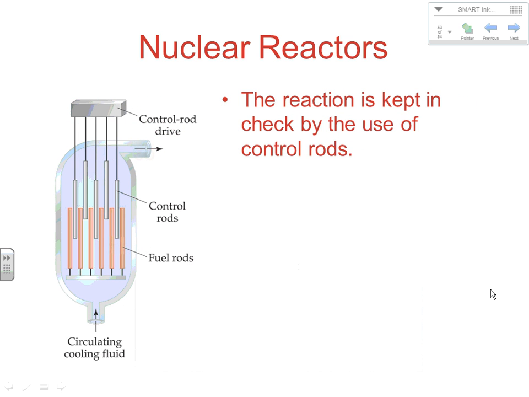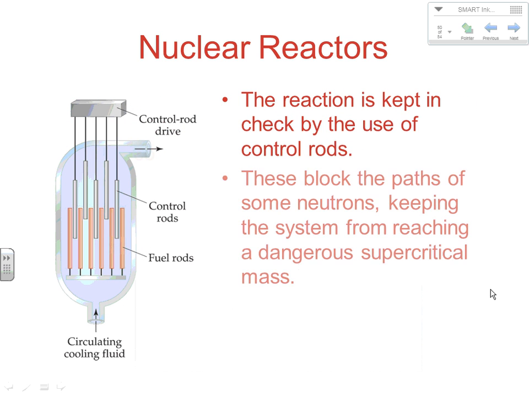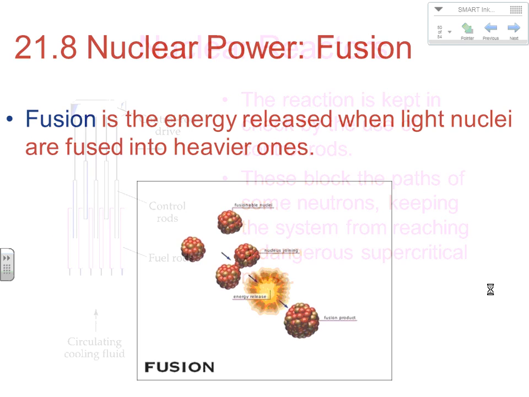Now, the reaction is kept in check by the use of control rods. Remember, neutrons are what hit other things and cause the reaction to occur. So if we can steal the neutrons, then we slow down the reaction. Not having enough fissionable material would cause the reaction to slow down. But the problem is, in a nuclear power plant, we want enough fissionable material. So how do we control it? Well, if we have rods that basically steal neutrons, then they will slow down the reaction. And you can speed up and slow down how much energy is coming out of the nuclear reaction by raising or lowering those control rods.